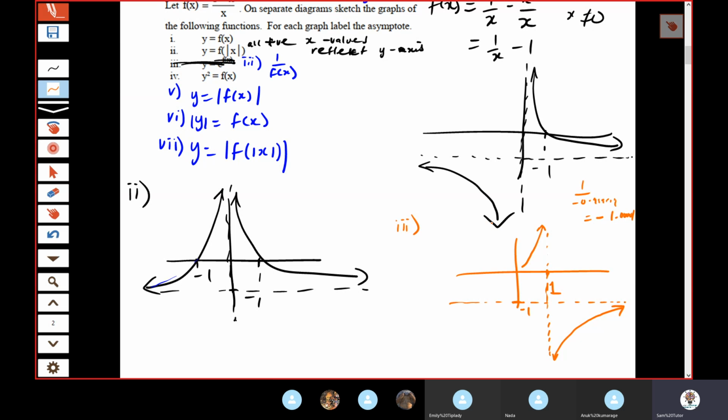What's 1 over a very large negative number? Now, just a little bit after this asymptote, what's 1 over a very large negative number? Well, isn't that a very small negative number? So somewhere up here. And then, what's 1 over a number close to negative 1? So it's going to be very, very small.